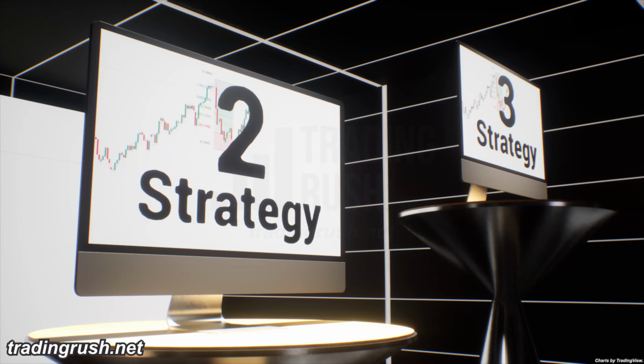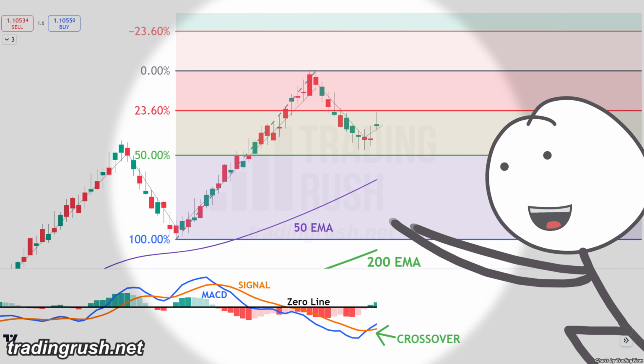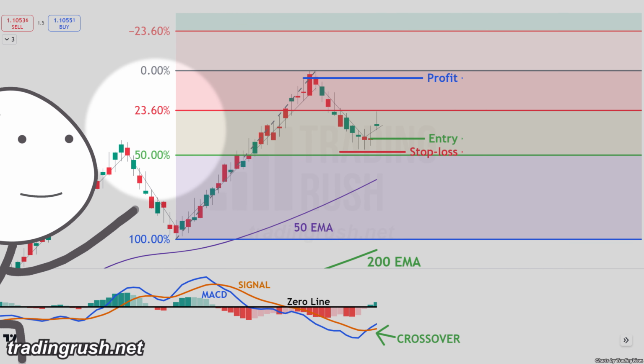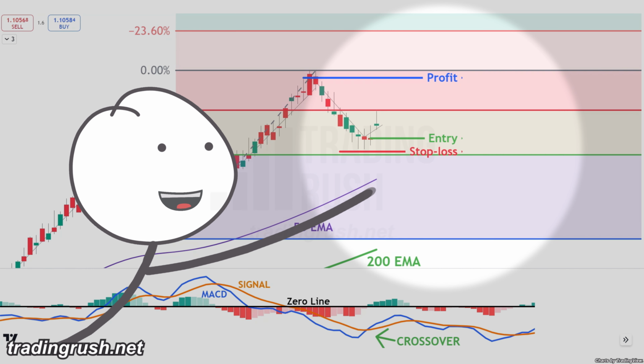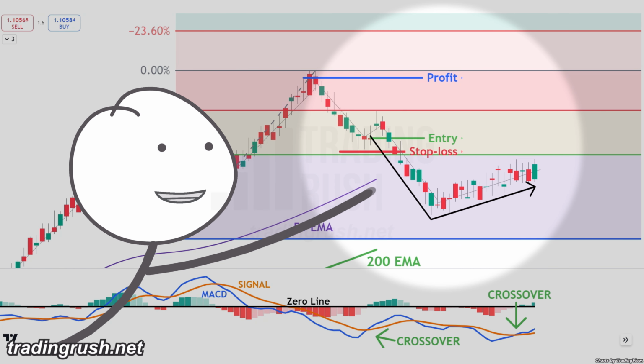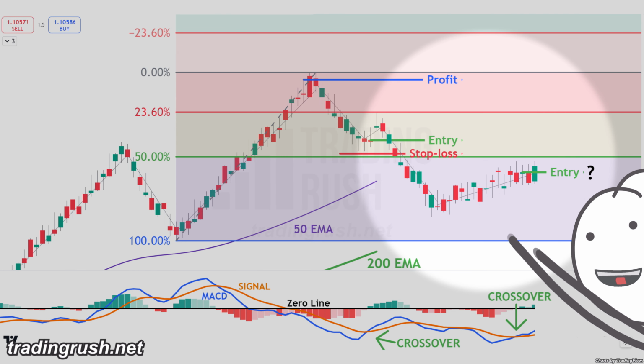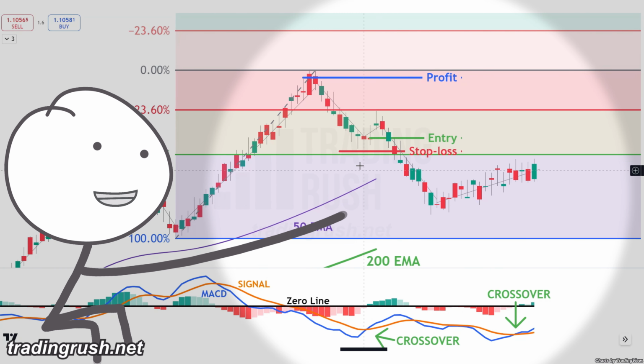Strategy number 2. There is a problem I faced sometimes while using strategy 1. You see, when I take a long trade at 23.6% Fibonacci, I get a good entry. But what if the price triggers my pullback stop loss and gives another entry at 50% Fibonacci? Should I take another trade? But won't the second trade be pretty much the same as the first one? But if I'm going to take another trade at the 50% level, why don't I just set the stop loss below the 50% Fibonacci level in the first place?